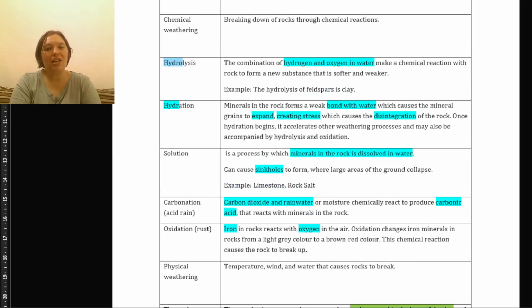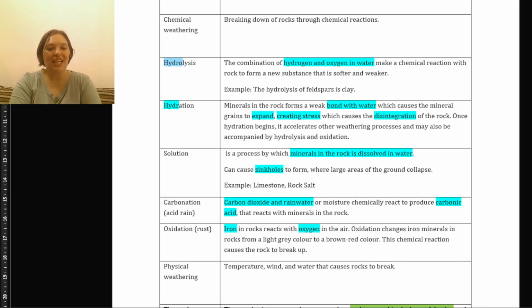So hydrolysis, hydrogen and oxygen. Hydration, water that expands inside the rock. Solution, salts and minerals dissolve in the water. Carbonation, carbon dioxide and rainwater forms an acid that breaks the rock down. And oxidation, rust, so it's iron and oxygen that react and make the rock weaker.